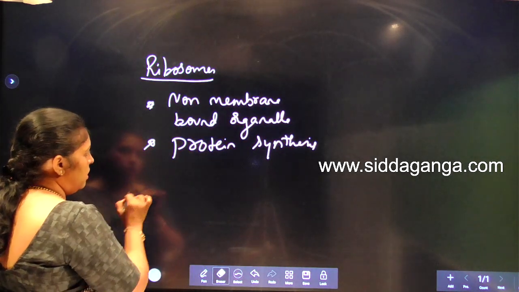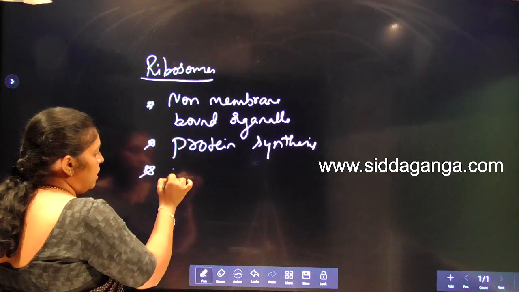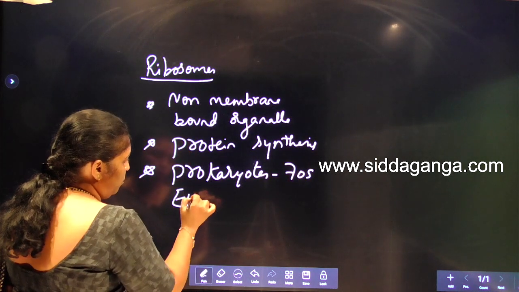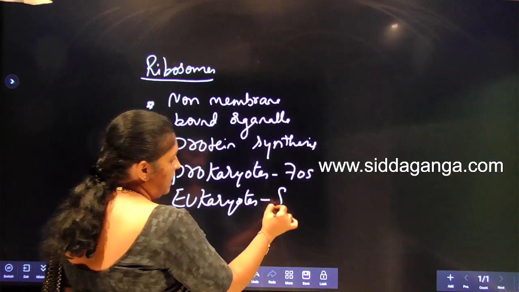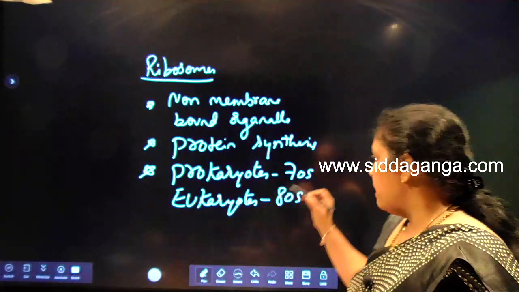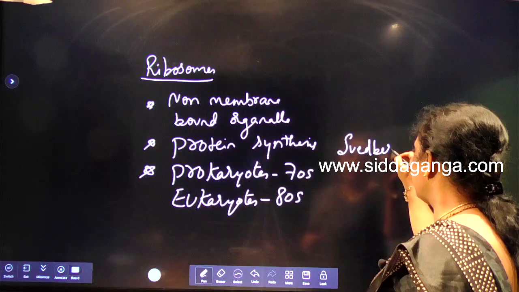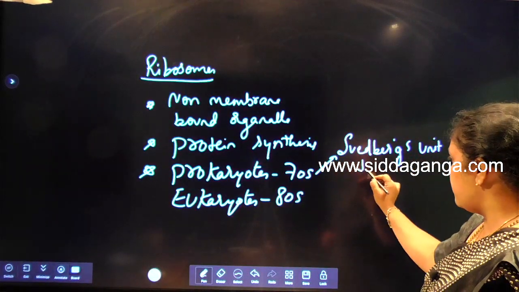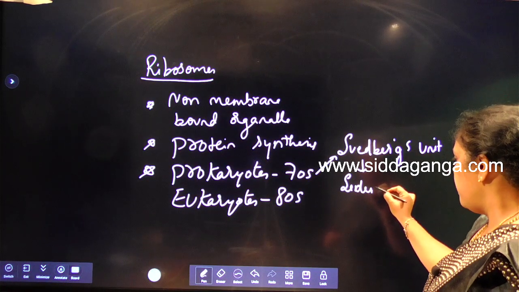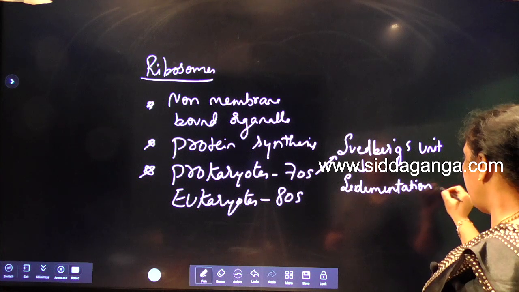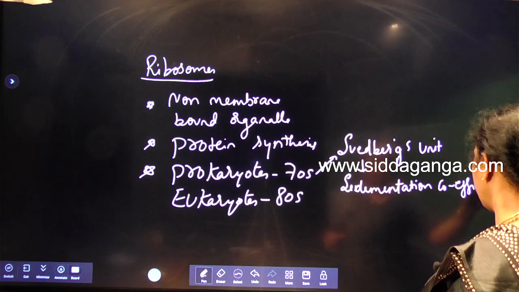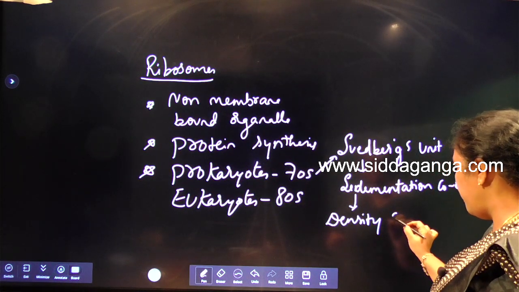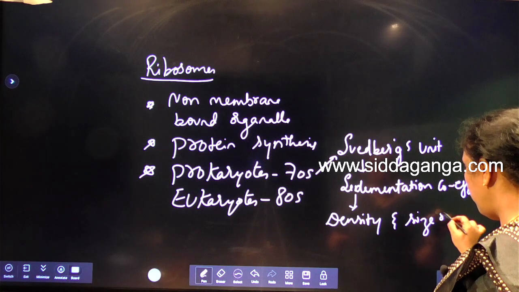And in prokaryotes, we see 70S ribosomes, whereas in eukaryotes, we see 80S ribosomes. S represents Svedberg's unit. S under Svedberg's unit tells us the sedimentation coefficient. Sedimentation coefficient is nothing but it tells us the density and size of that organelle.